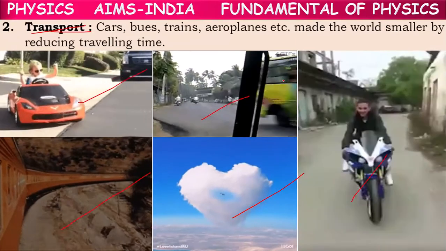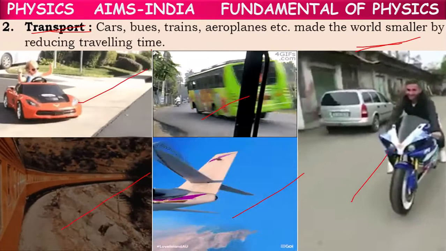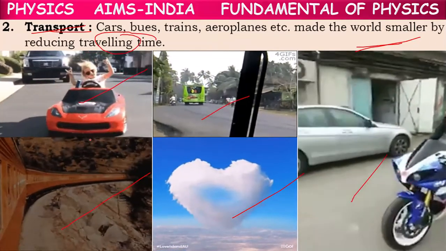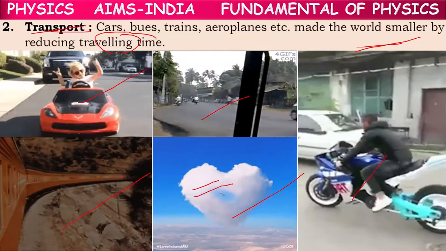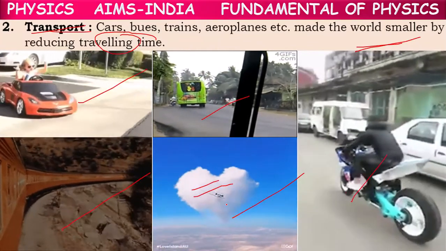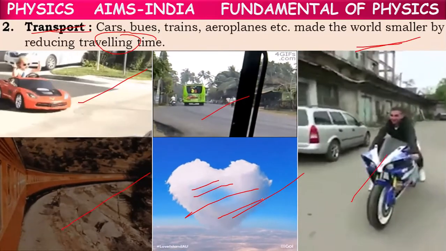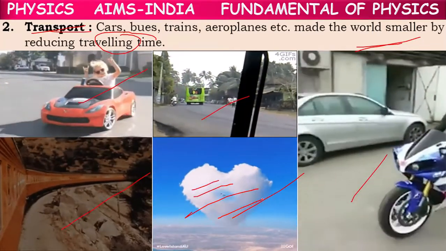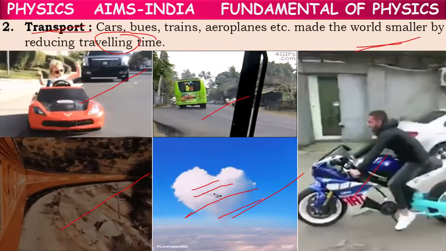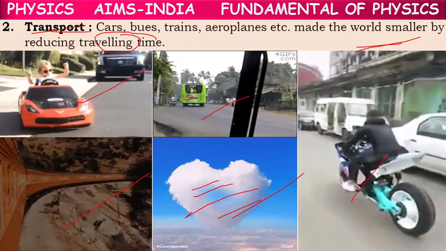Or transport: cars, buses, trains, aeroplanes, mopeds, all these transport vehicles were invented, and the world is becoming smaller, reducing traveling time. Suppose with the aeroplane from Hyderabad to Bangalore, within 1 hour we can reach Bangalore. They are making the world smaller. They are making the traveling time very, very less, so that we can reach any part of the world in less time.